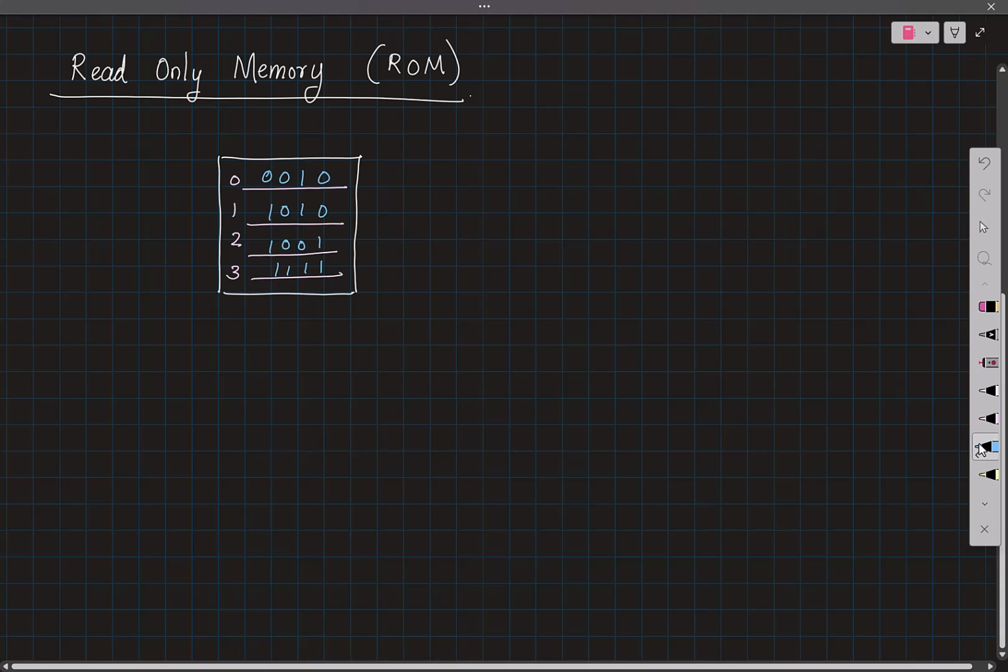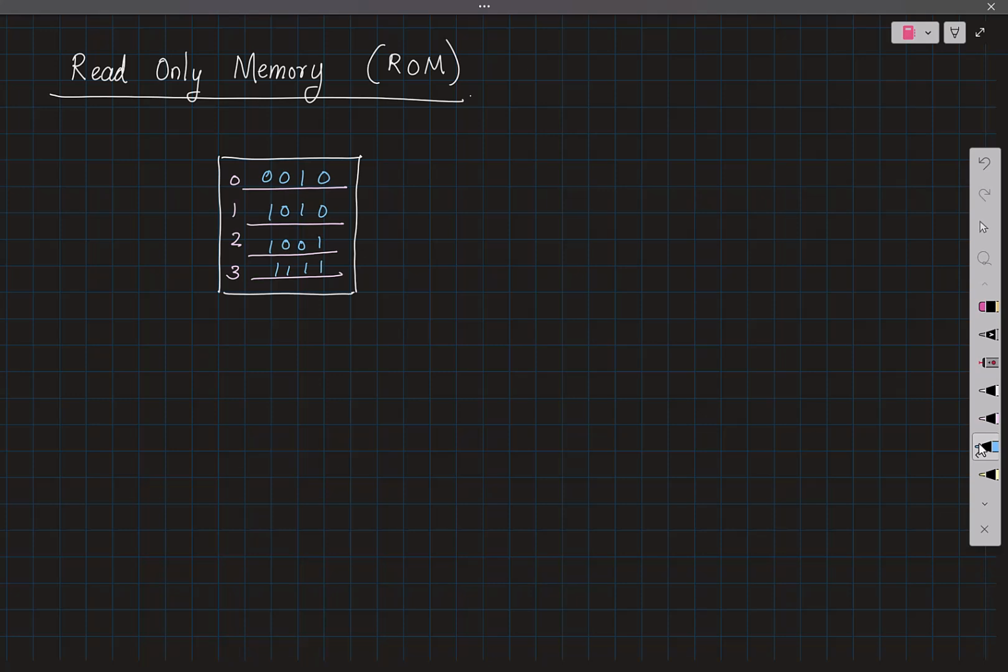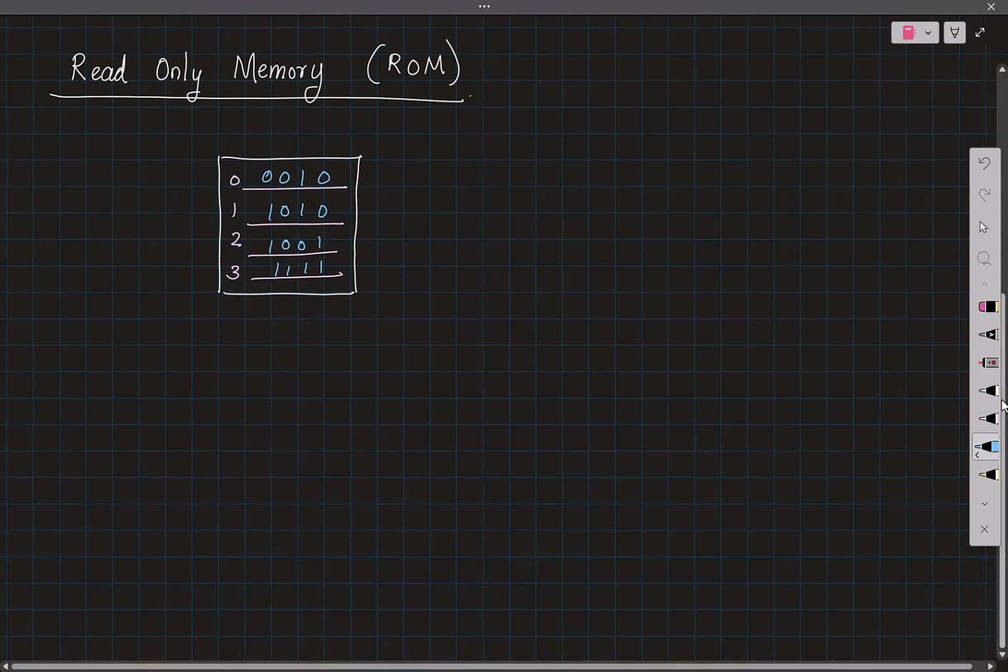The fact that it is read only means that you cannot write data into it, at least not in a regular manner, right? So therefore, what do you think should be the input to this?